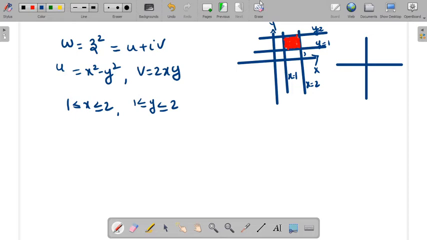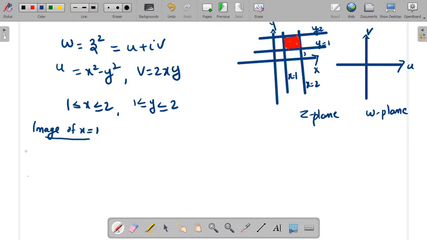So to find the image of a region, what we do is we find the image of the bounding curves. So we have the W plane, UV plane and Z plane. So we take the image of the bounding curves one by one. So the first bounding curve is the line x is equal to 1. So let us take the image of x is equal to 1.